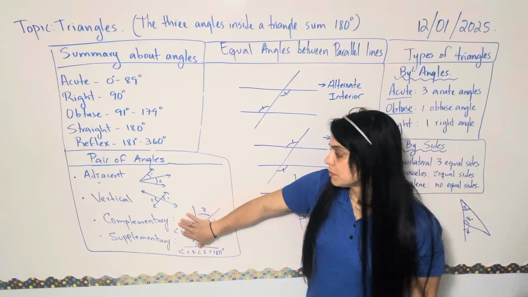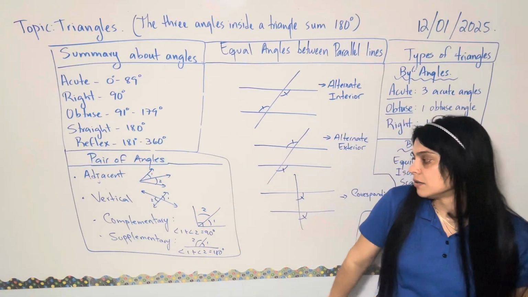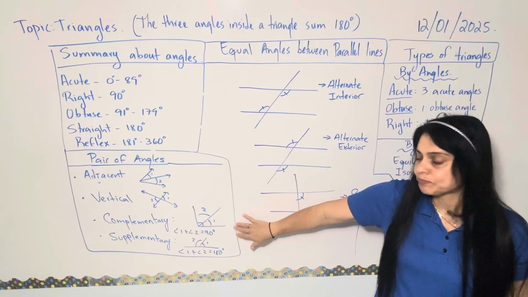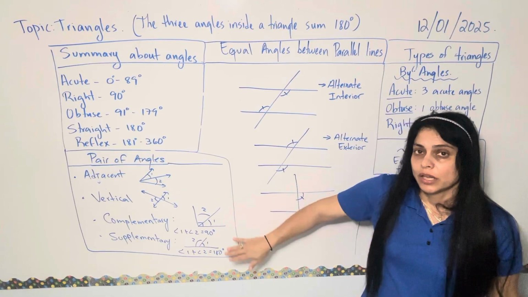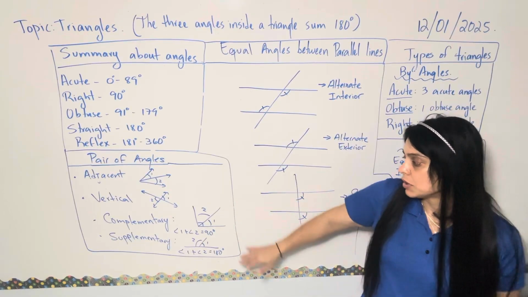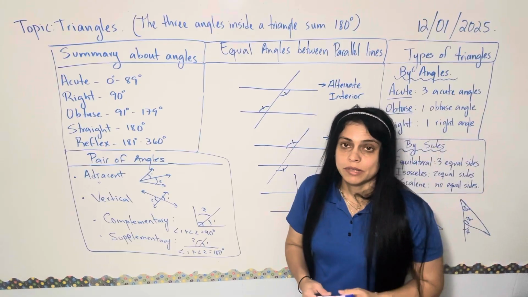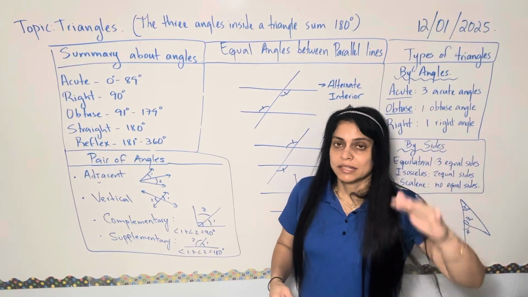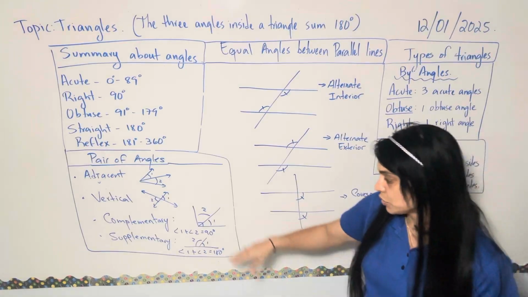Also, we have the complementary angles, and it's when you add these two angles, the answer is going to be 90 degrees. For example, here I have angle 1 and angle 2, and let's say that angle 1 is 45, and I want to know what angle 2 is going to be. To find angle 2, you just have to subtract 45 from 90, and that's going to give you the answer for angle 2.